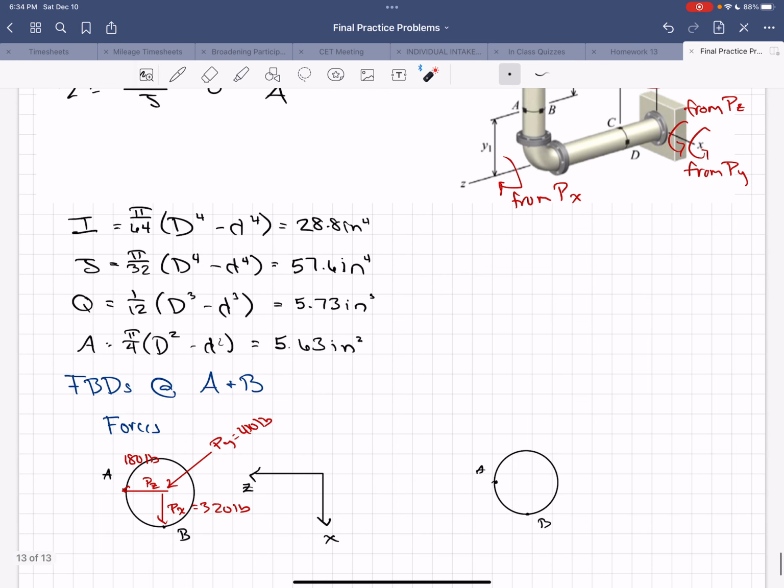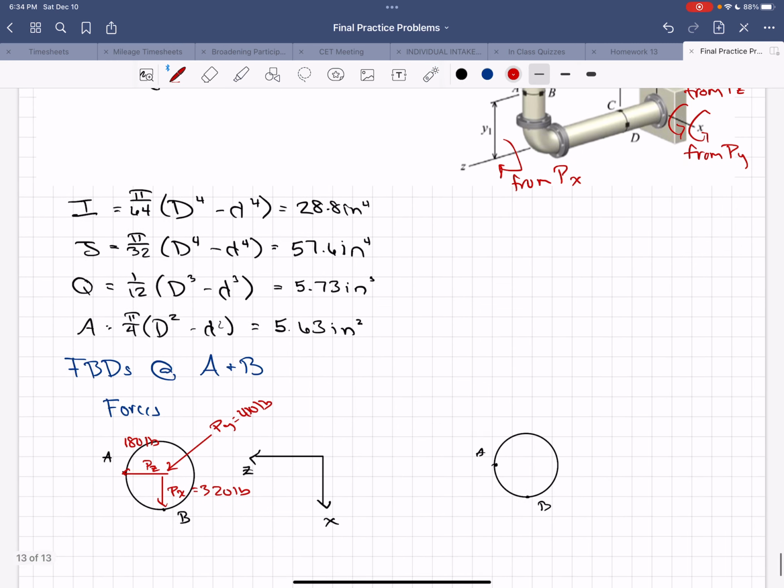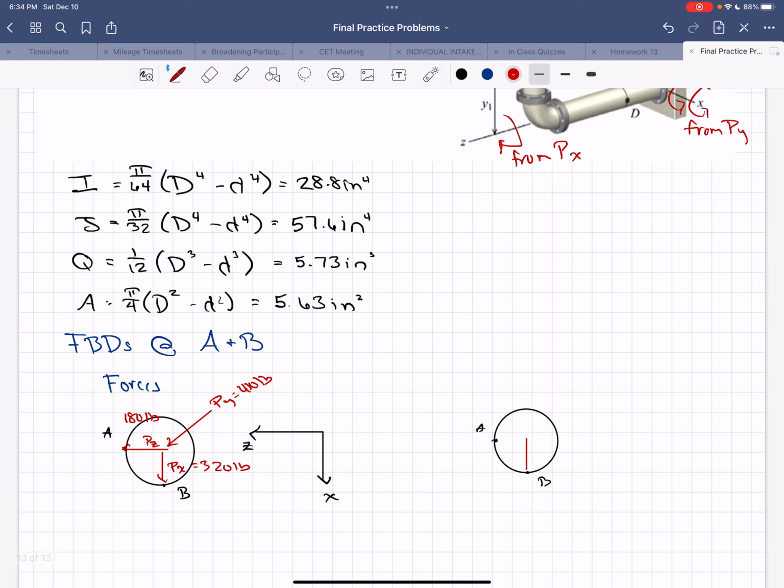Okay, so for MX, we will have a positive moment. MX equals 180 times 4.5 feet plus 410 times 3 feet. So we get a total MX of 2,040 pound-feet. So that's our moment around X.